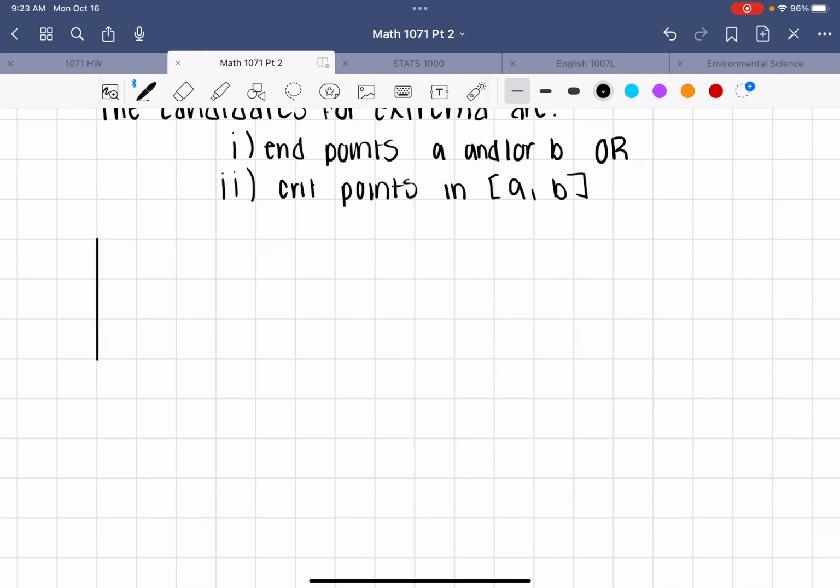But say that this had been your interval. They gave you, say, from here over there. If that was your A and that was your B, you're only looking at this much of the curve. And in that case, this critical point is your max. And this critical point is your minimum.